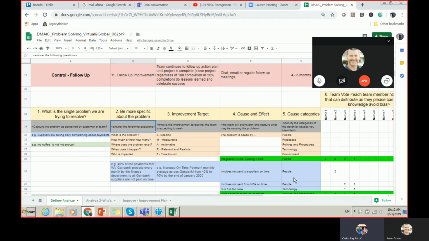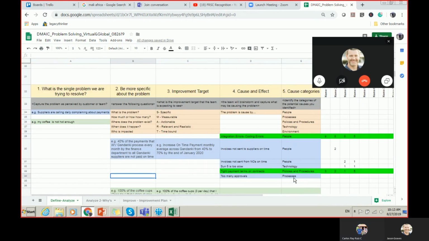But then be more specific. So answer the following questions. What is the problem? How much or how many? Where does the problem exist? When does this happen? And who is impacted? So for example, I said 40% of the payments that World Vision Gandanki process every month by the finance department to all Gandanki suppliers are not paid on time. So that's a more specific problem statement than the one before.